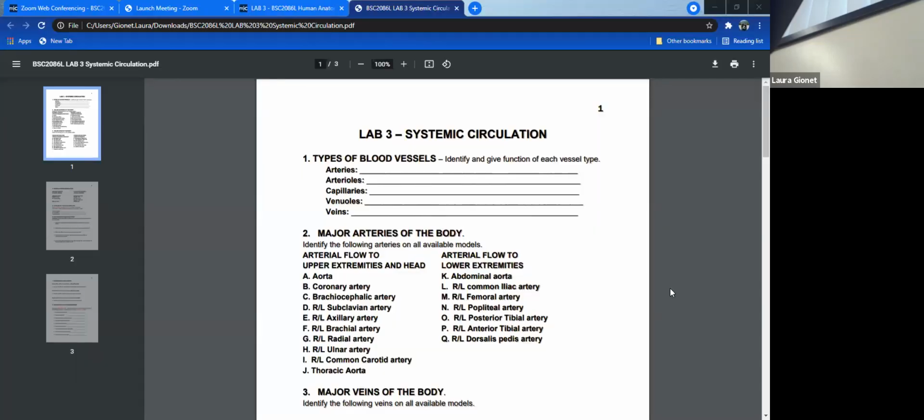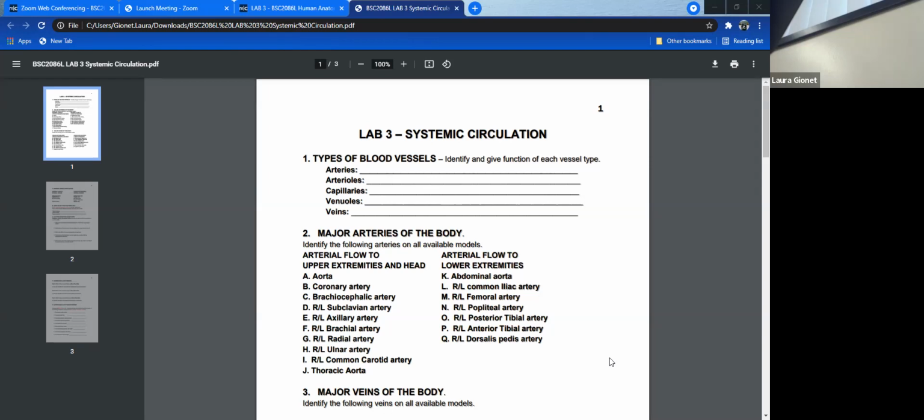Okay, so this week's lab 3 is systemic circulation. Essentially, we're looking at blood vessels, the composition of blood vessels, naming a lot of blood vessels. Right? So we are going to start with types of blood vessels, and it says identify and give a function of each vessel.